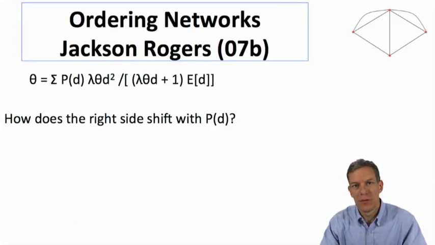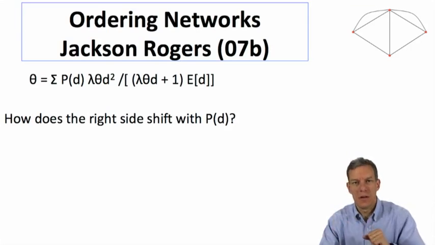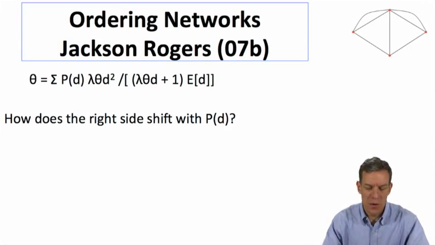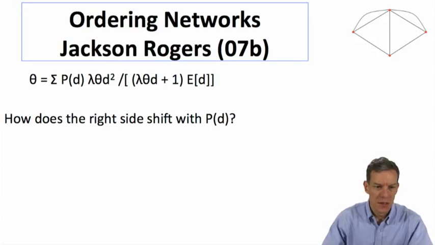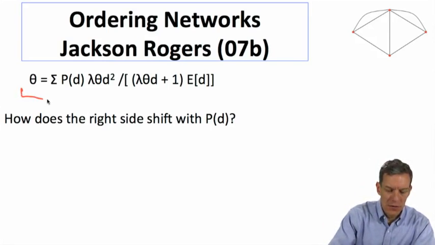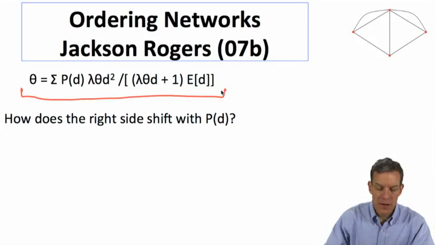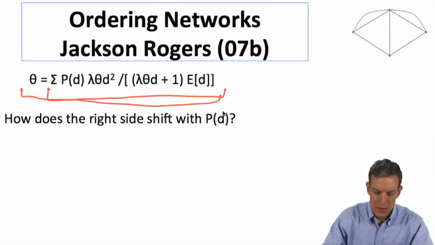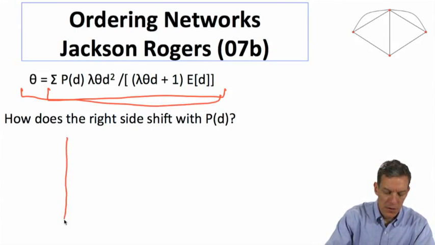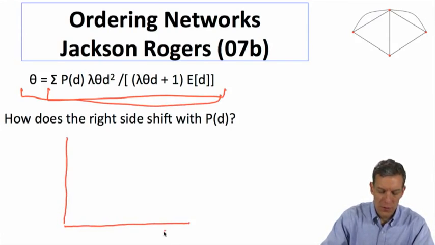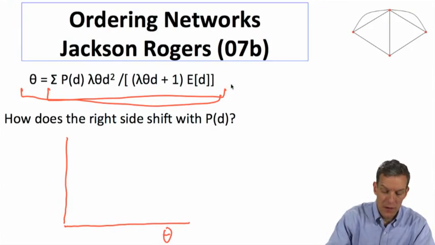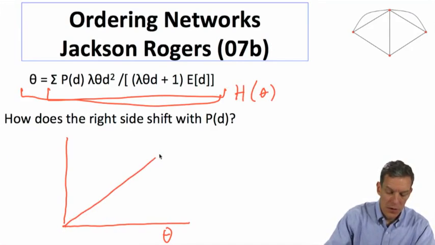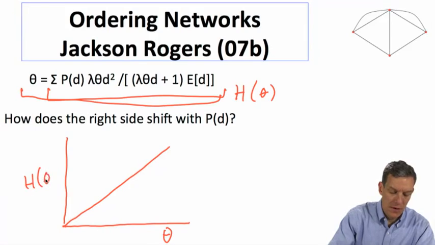Okay, what can we say about how these things change with the degree distribution? So if we want to do comparisons and say, okay, well, if we go from regular to power law, or regular to an Erdős-Rényi sort of graph, how is that going to change? And one way we can do that is we can look at this expression and ask how this right-hand side changes with P of D, right? Because remember, the way that we're solving this, we look at theta here, we have this right-hand side, which is h of theta, and we're looking for the solution to this thing.